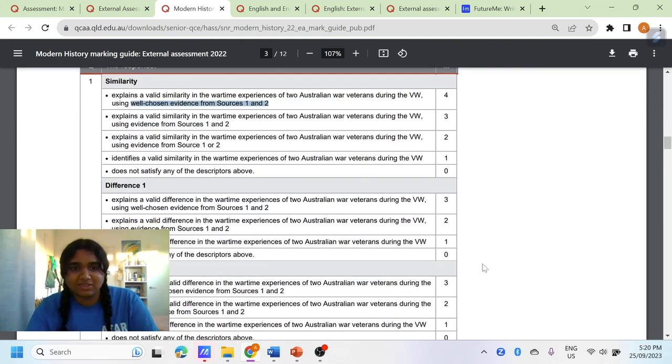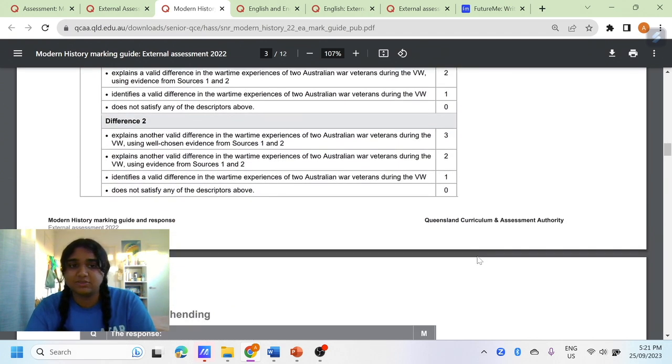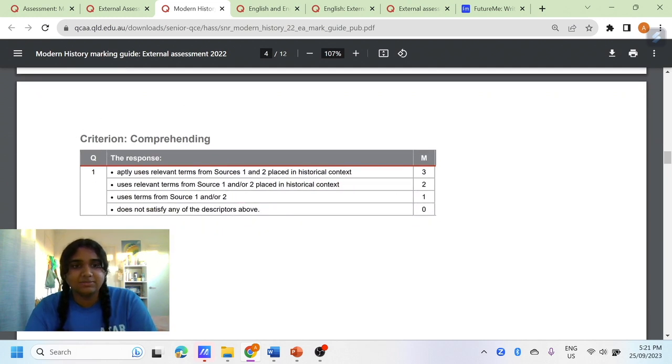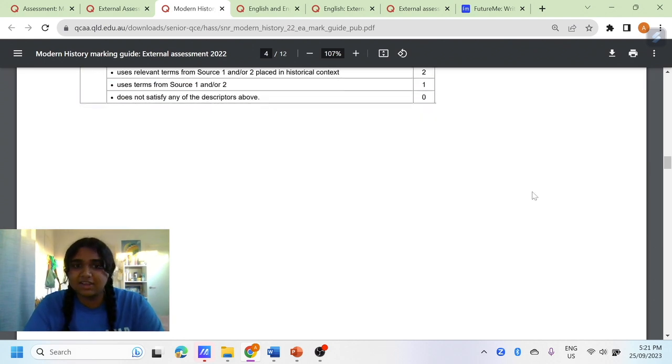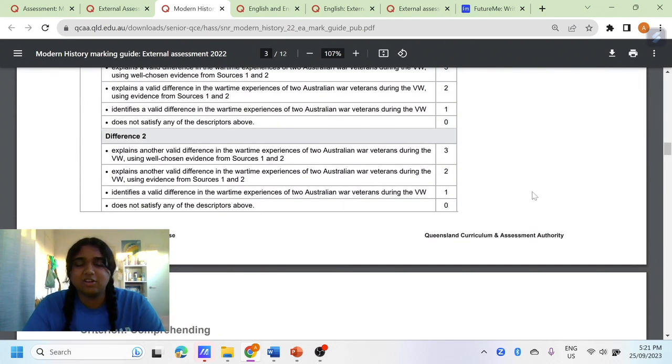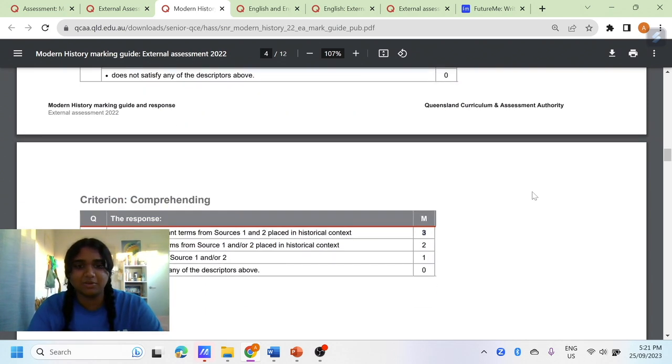Differences then get 3 marks each, and again, it just explains a valid difference using well-chosen evidence from sources 1 and 2. If you are able to do all 3 of them successfully, that's full 13 marks done. Question 1, comprehending. If you use relevant terms, full marks. If you aren't able to hit the buzzwords, you get less than that. So when you're doing your revision of questions like these, make a note of the buzzwords or the keywords that you need to get full marks, and then incorporate them into your other practice responses going forward as well.